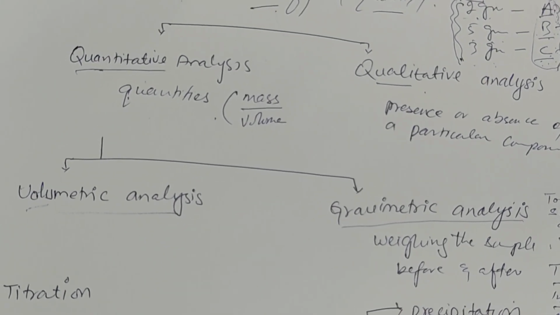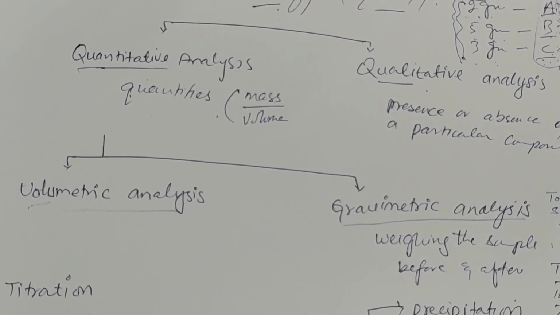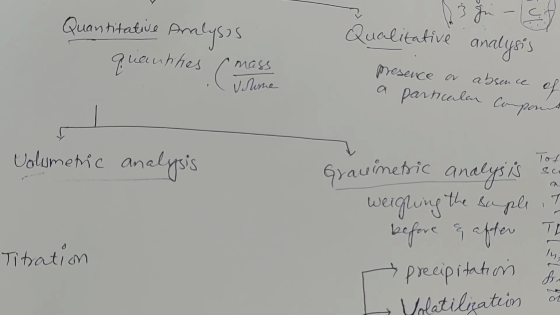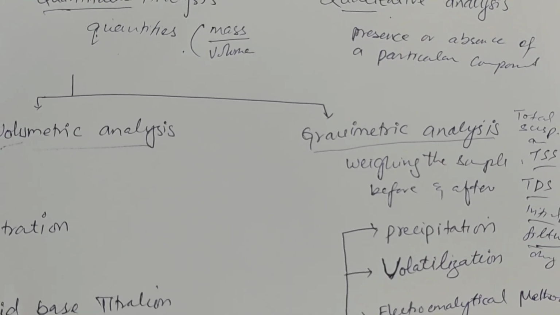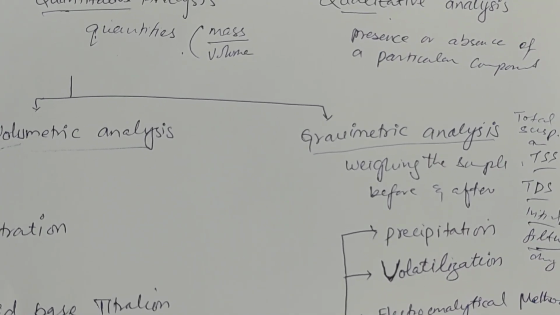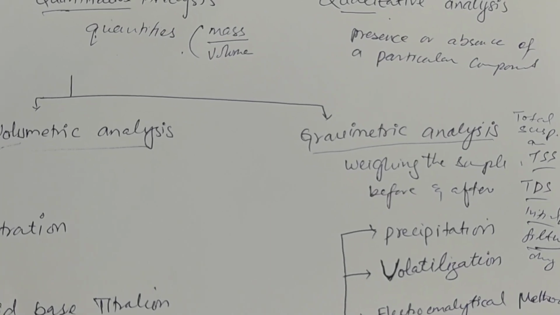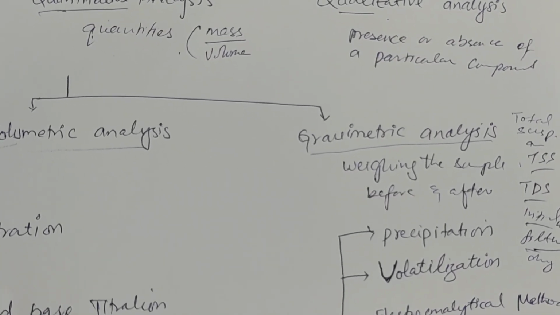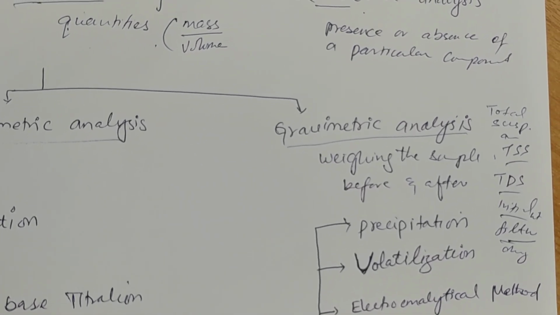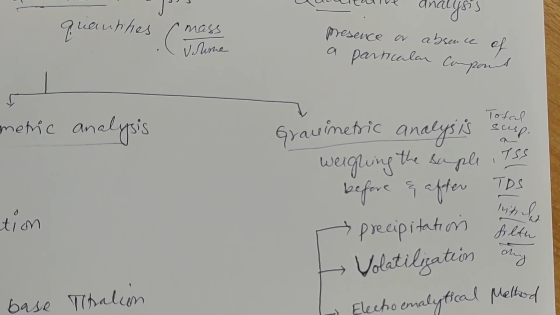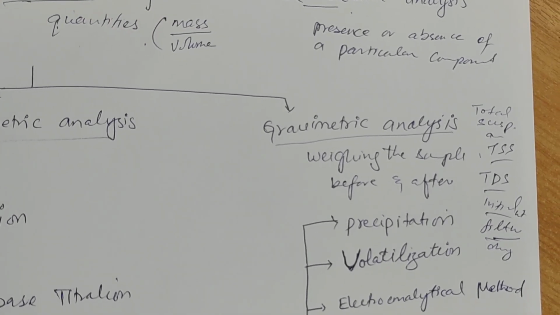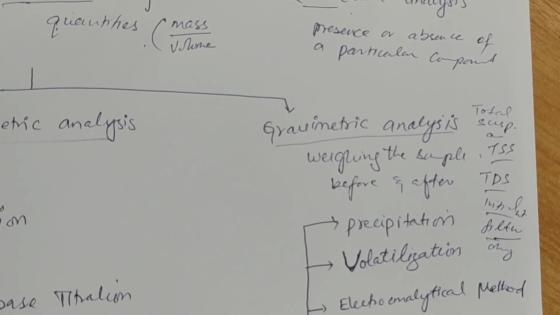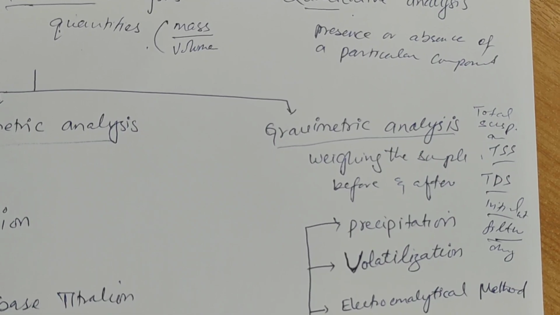Another common example used in undergraduate education is the determination of the amount of water in a hydrate. Now how do we determine that water present in the hydrate? That is by heating the sample to remove the water, such that the difference in weight is due to the loss of water. So initially the hydrate has some water, we determine the total weight of the sample, and then we heat the sample.